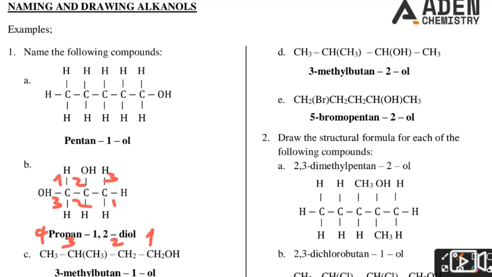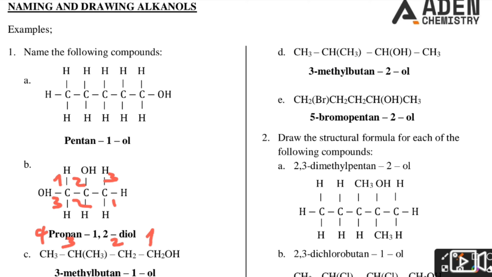We proceed to D. So D, this is the way it is written. First of all, we count the carbon atoms in the longest chain. That's 1, 2, 3, 4. Remember, this is not a carbon in the longest chain. This is an attachment. So the parent name is going to have the prefix for butan.